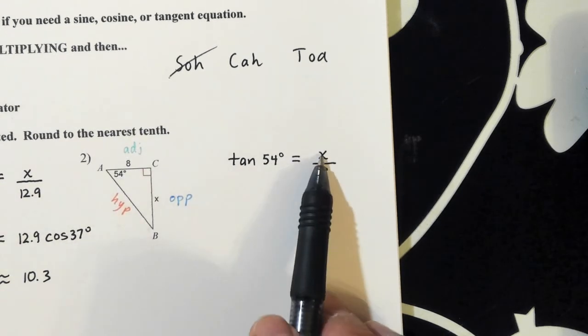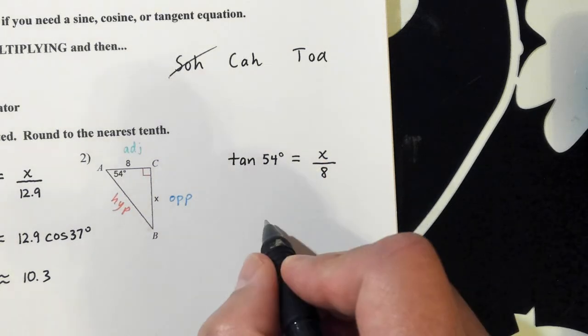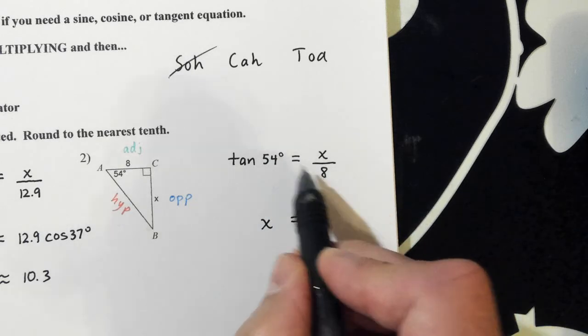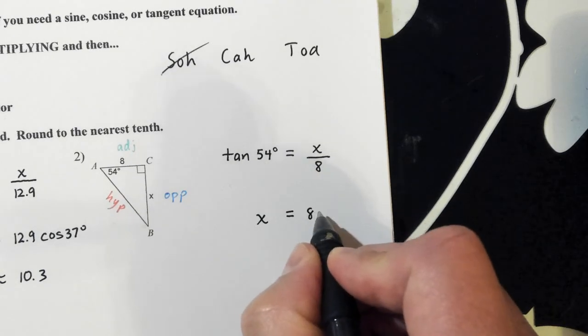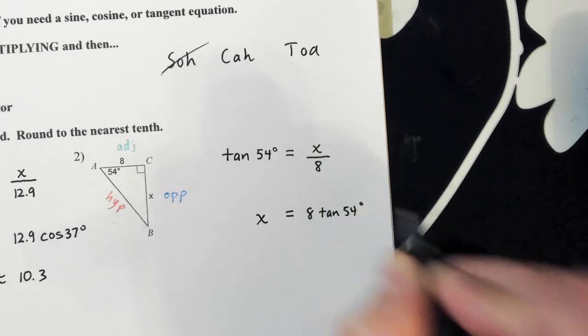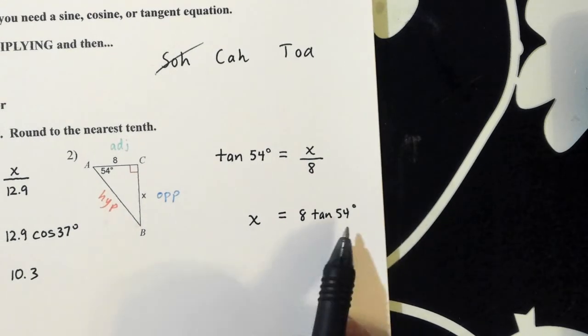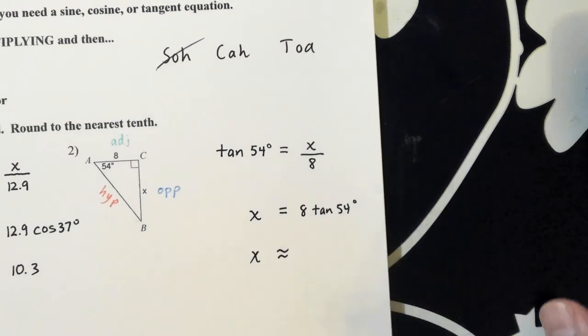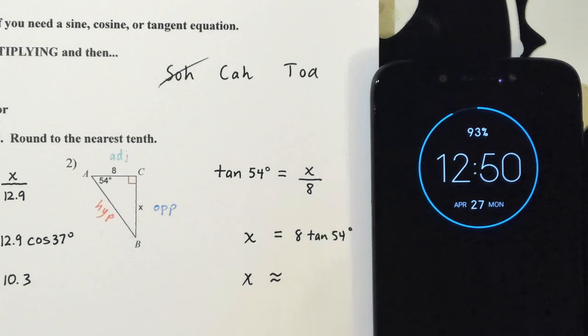Again, cross multiply. X times 1 is just x. The equal sign comes straight down. 8 times the tangent of 54 degrees. Voila. That's the exact answer. You plug it in your calculator to get the approximate answer.